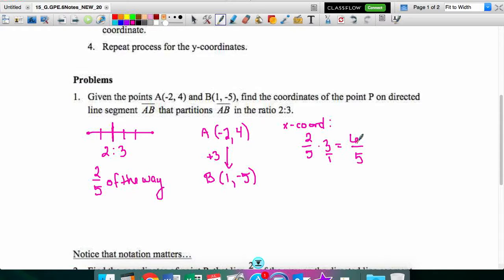However, that's not going to be our final coordinate. That's how far we want to go away from the original coordinate. So we also have to add the original x-coordinate, -2, to find the final position. So 6/5 plus the original position will be our answer. When you're adding fractions, if you're doing this by hand, you want to make a common denominator. So, negative 2 is the same thing as negative 10/5.